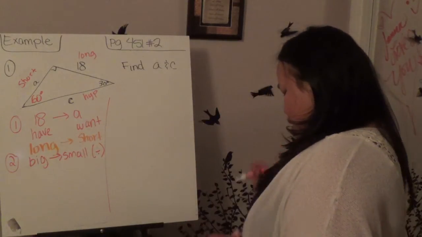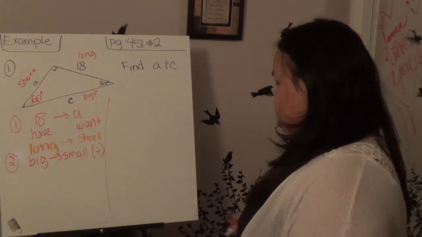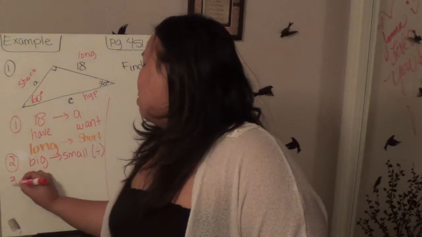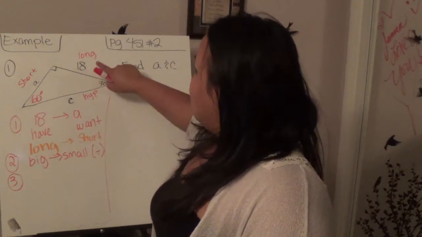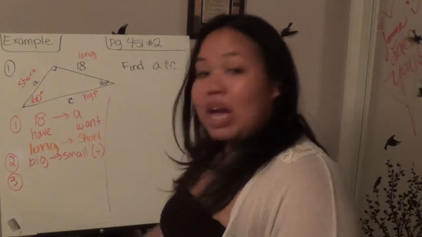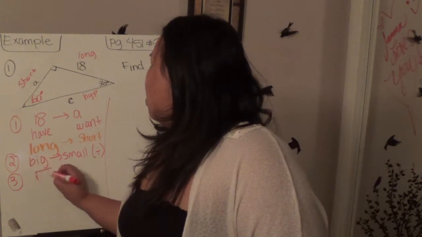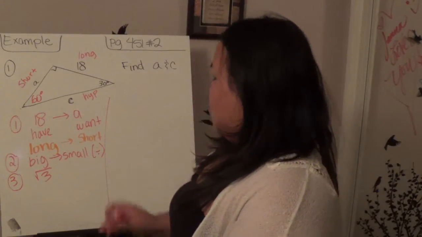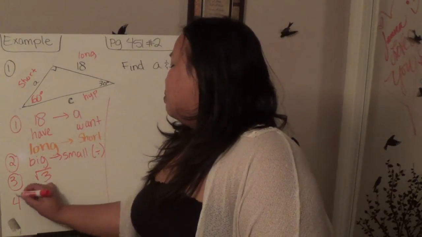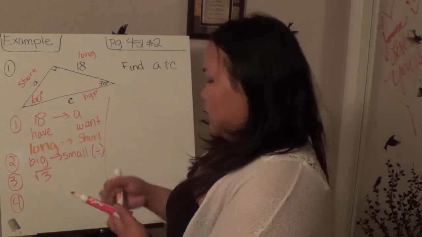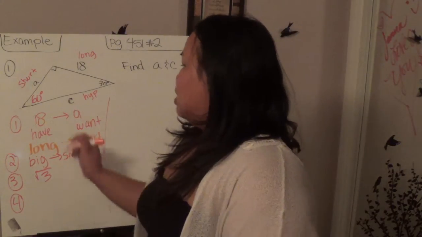And then the third step is to find the magic number. In this case, from long to short, if you look back on your notes, the magic number is root 3. So now I'm going to apply it. This is how I'm going to apply it. Pay attention. I'm going to take this number, 18.